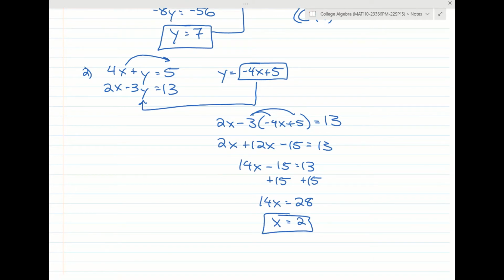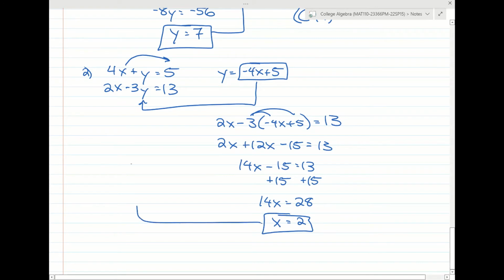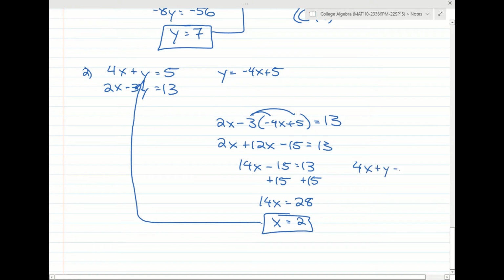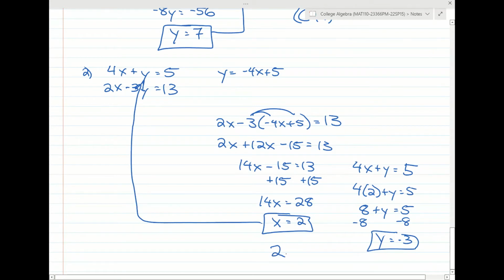If x is equal to 2, remember what we do is we always plug back into an original. We could use the first one, so 4x plus y is equal to 5. If x is 2, 8 plus y is equal to 5. Subtract the 8. y would equal -3. So again, we have another consistent and independent solution. (2, -3) would be the answer.